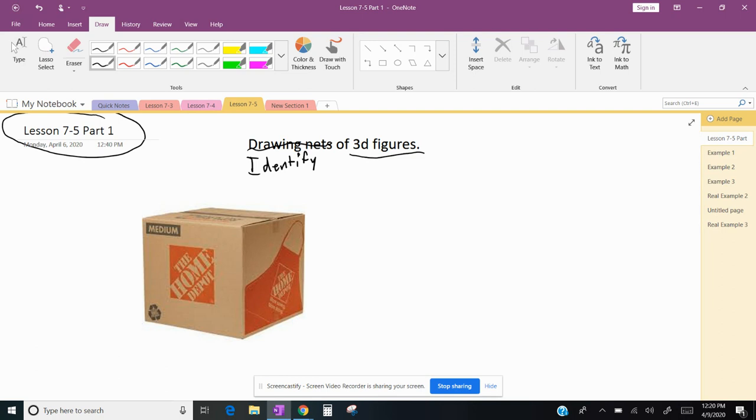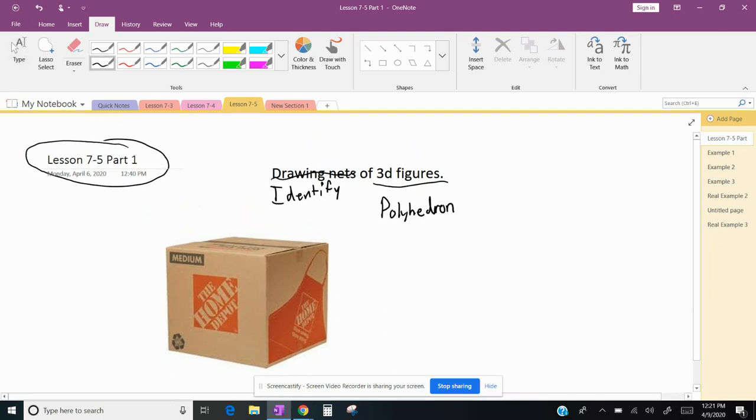We're going to be looking at 3D figures called polyhedrons. And a polyhedron is just a 3D figure that is made up of different polygons. So this box has rectangles on the sides, things like that. So we're going to talk about different parts of those 3D figures for this lesson. So the first thing we're going to do is, actually, let's figure out some parts first.